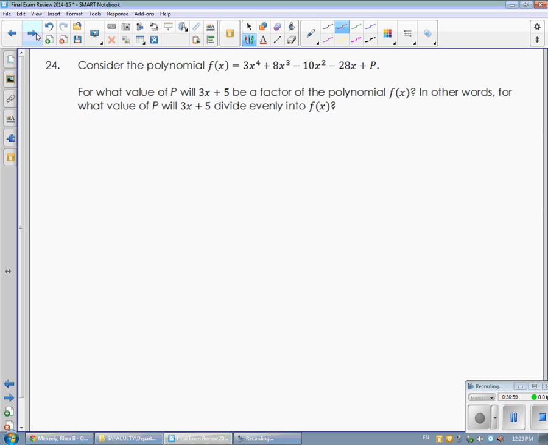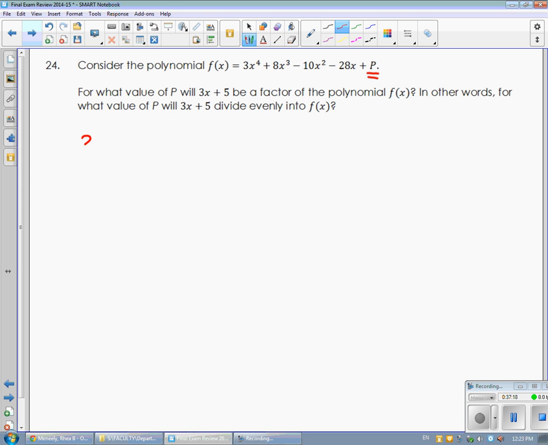Lastly, in number 24, you're given a polynomial f of x, but notice that you don't know the constant term. It says, for what value of p will 3x plus 5 be a factor of the polynomial? And so if it's a factor, that means it divides evenly into the polynomial. So I don't want any remainders. So we've got to figure out a value for p to make that happen.